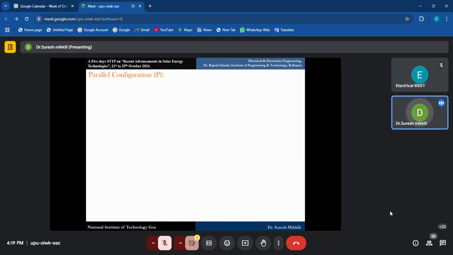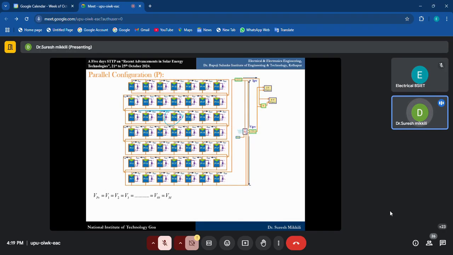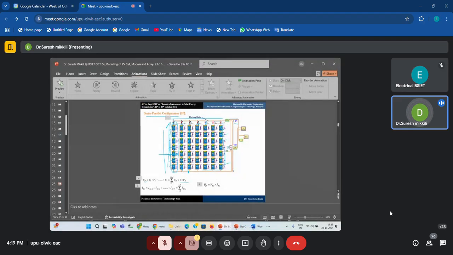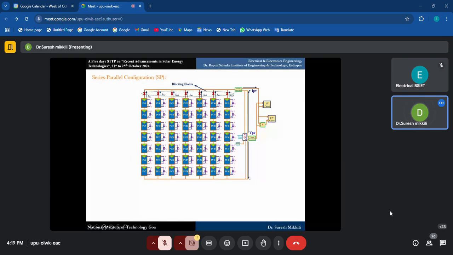And one more thing, if any one of the modules is shaded, the voltage across the string also will change in the parallel connection. Now, if you take the series parallel connection, in the series parallel connection also there is a similar scenario. Here also there are 7 modules connected in series, 7 strings connected in parallel. Compared to series and parallel, series parallel is better, but compared to TCT, series parallel is not the best.